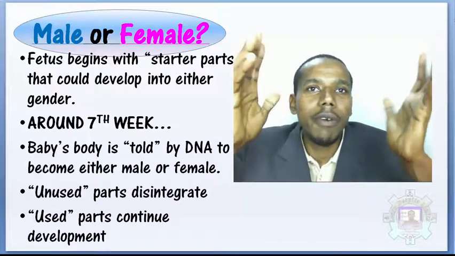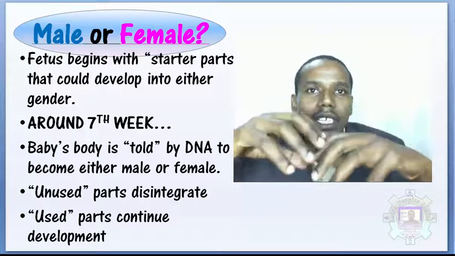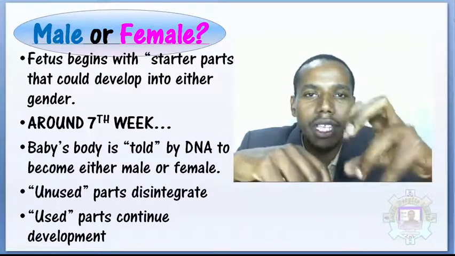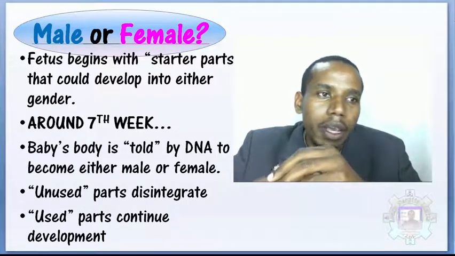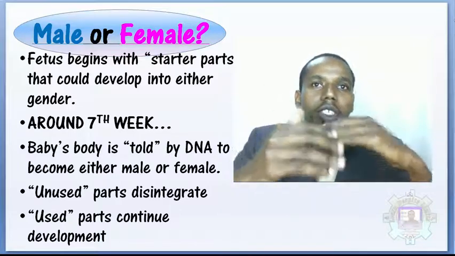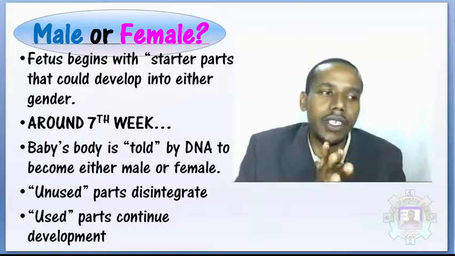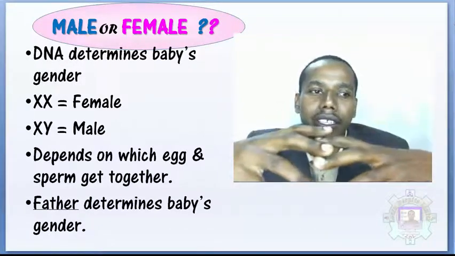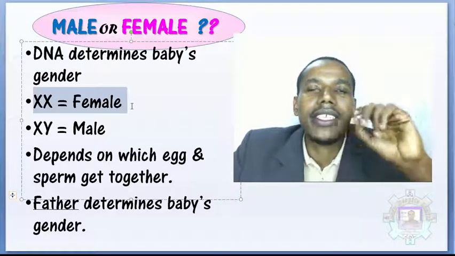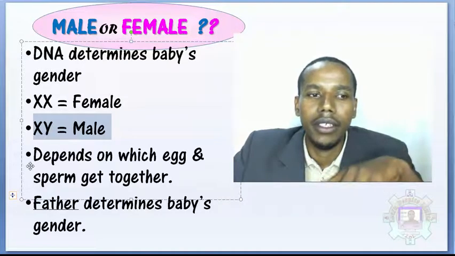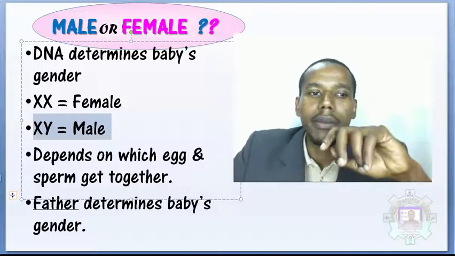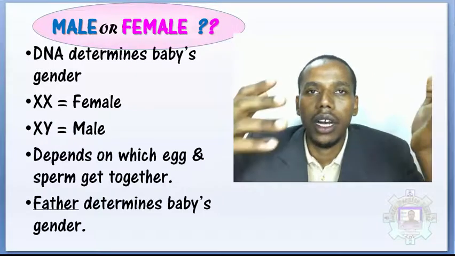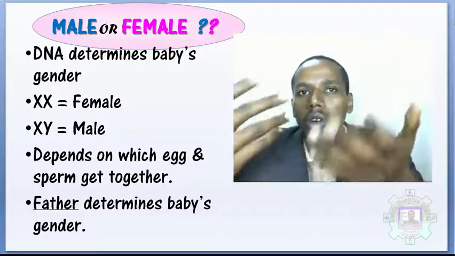So it is the genetic makeup of a fetus that determines the gender. But the gender starts to be created in week 7 of the fetal development. In the coming lessons, we will check on the development of the fetus. So what's the difference? The DNA is the one that determines: XX is female and XY is male, depending on which egg and sperm go together. That's what literally makes one male or female.